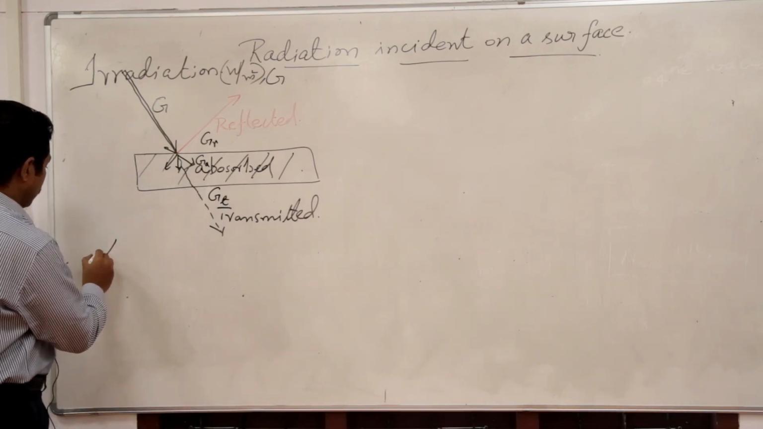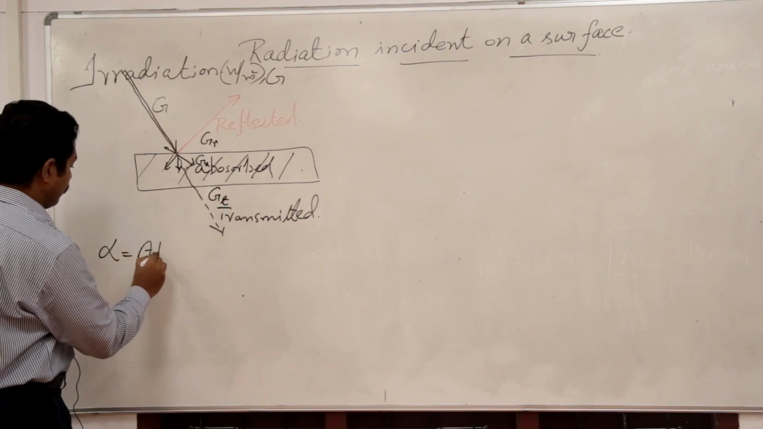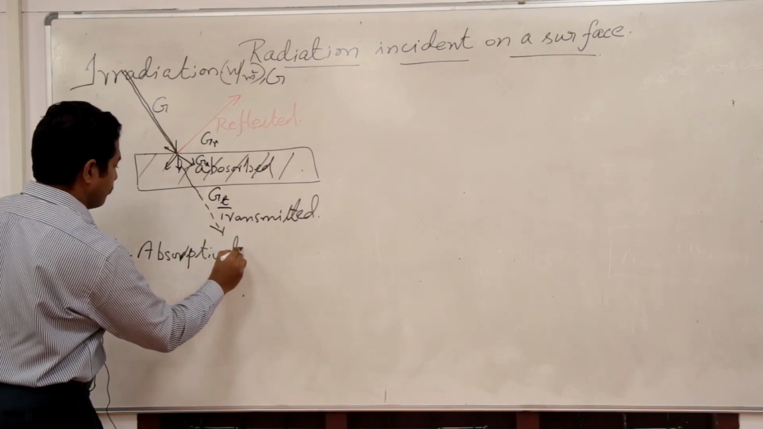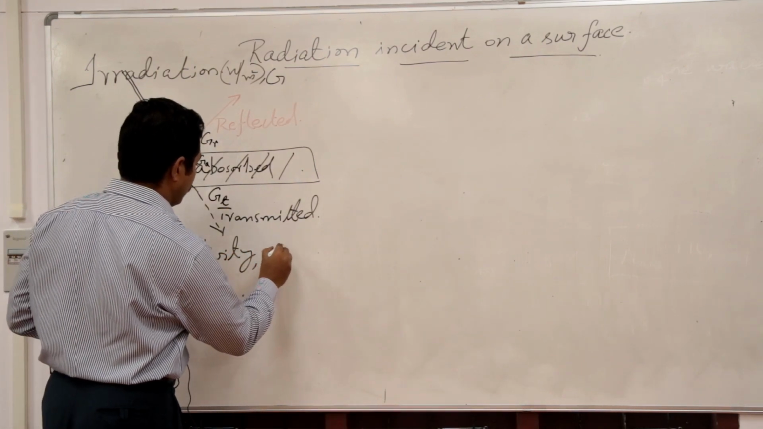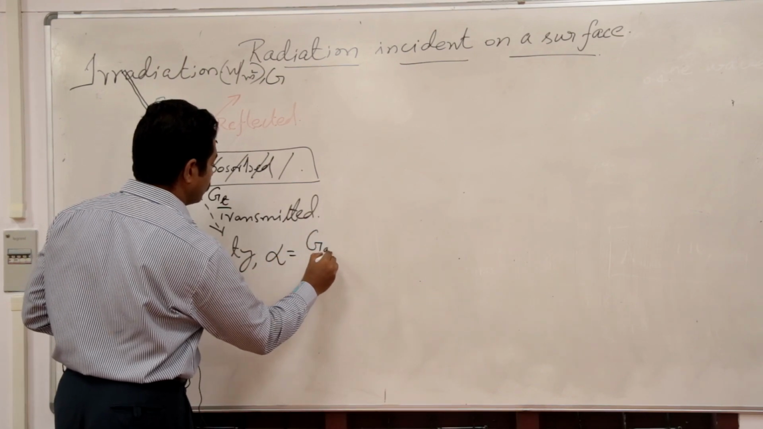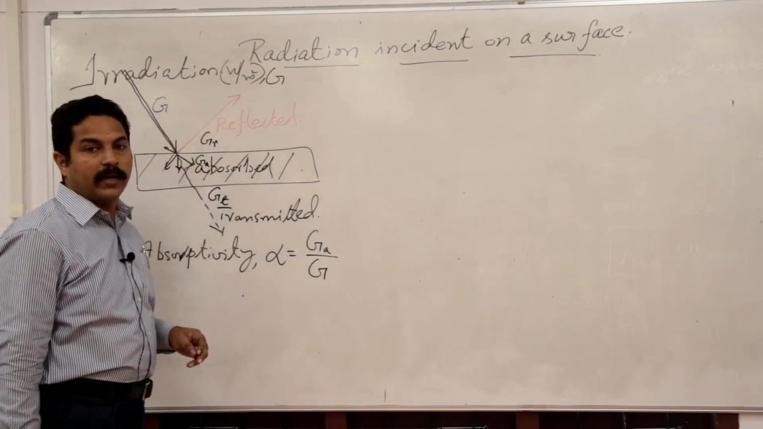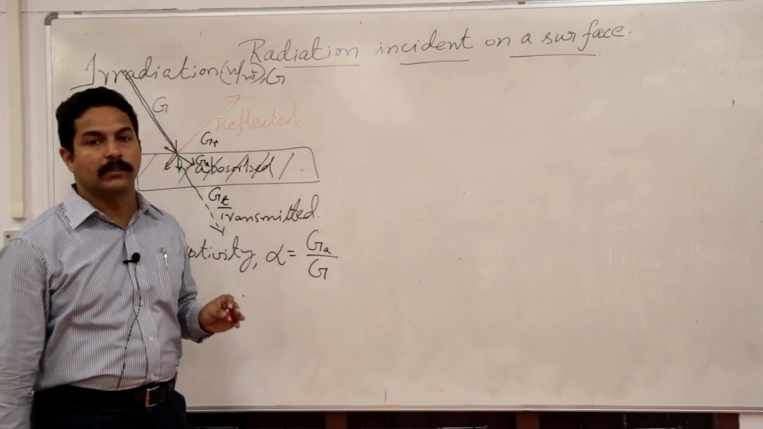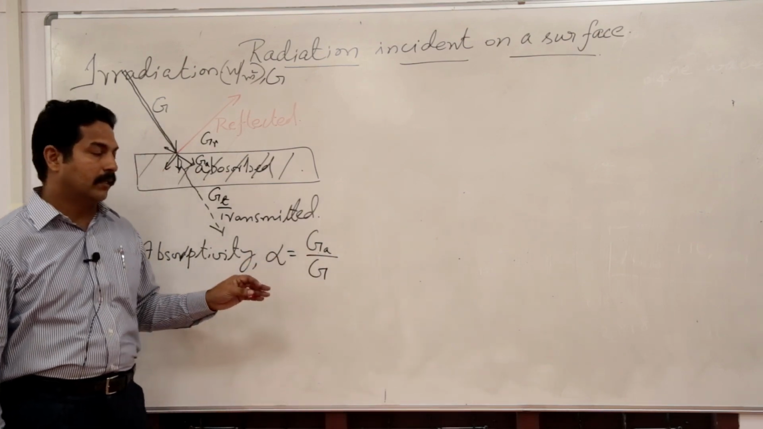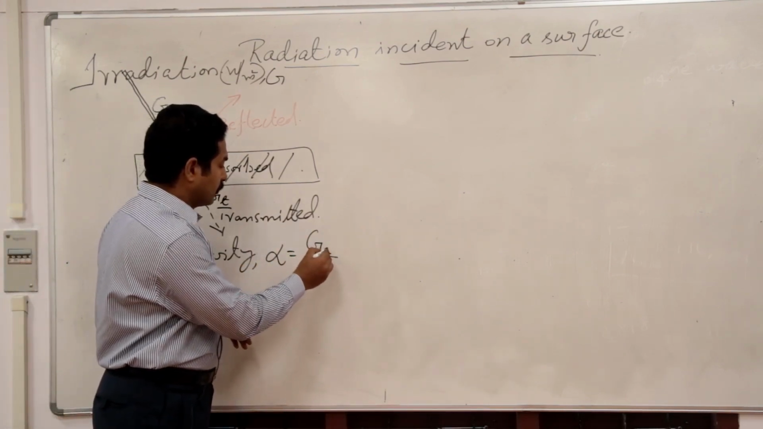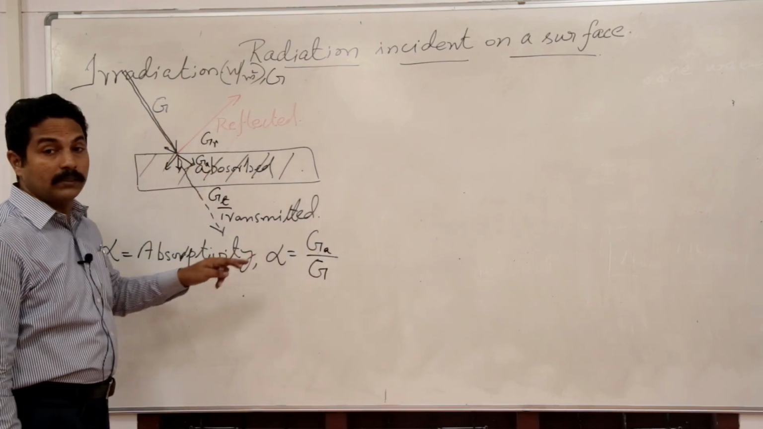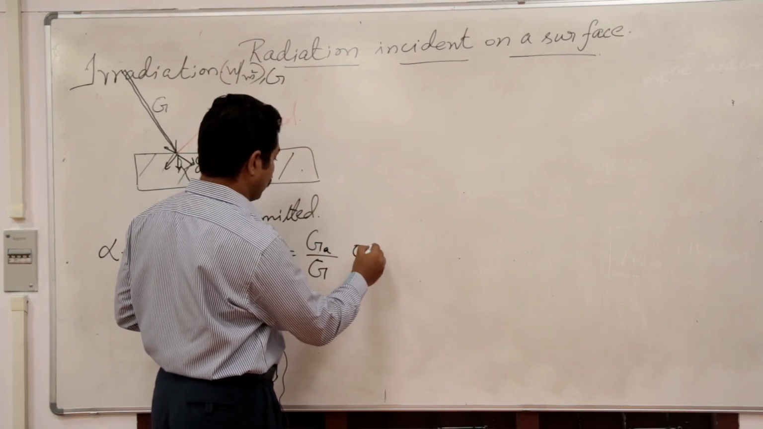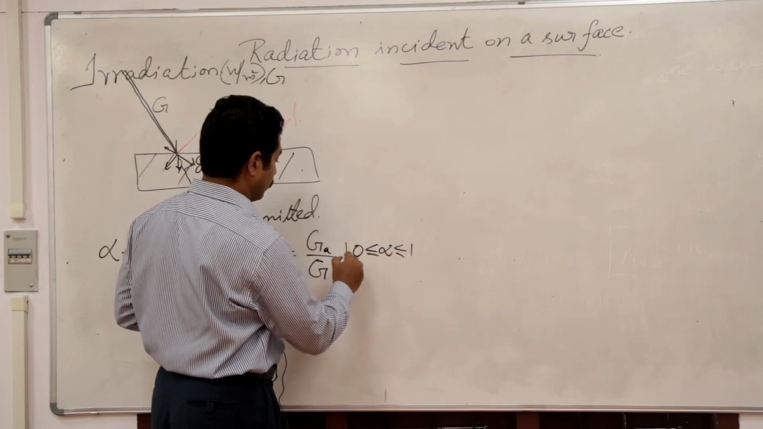The term absorptivity, alpha, is nothing but G absorbed by G. The fraction of incident radiation which is absorbed is known as absorptivity. That is, the absorbed component of the incident radiation divided by the incident radiation. So this is a dimensionless quantity, and the value lies between 0 and 1.